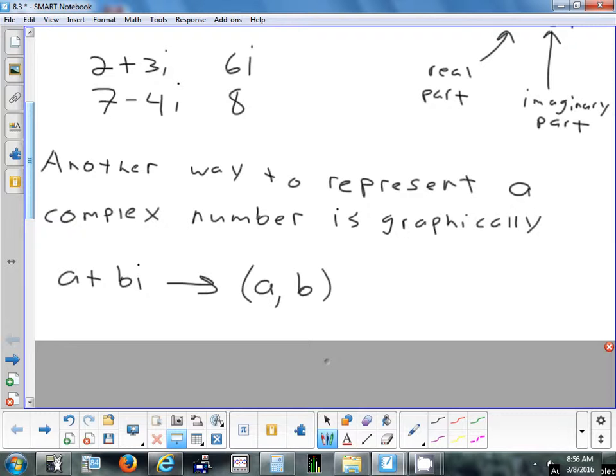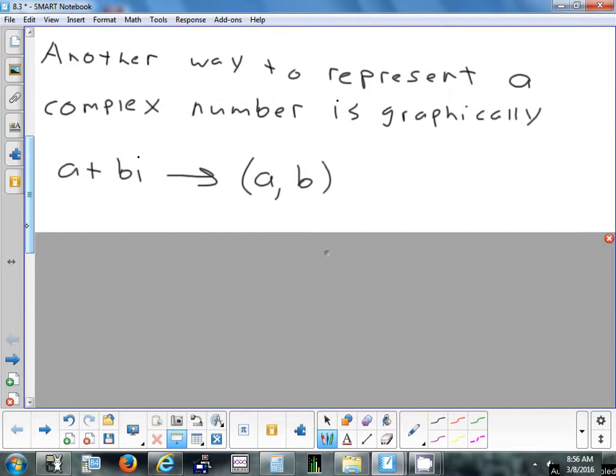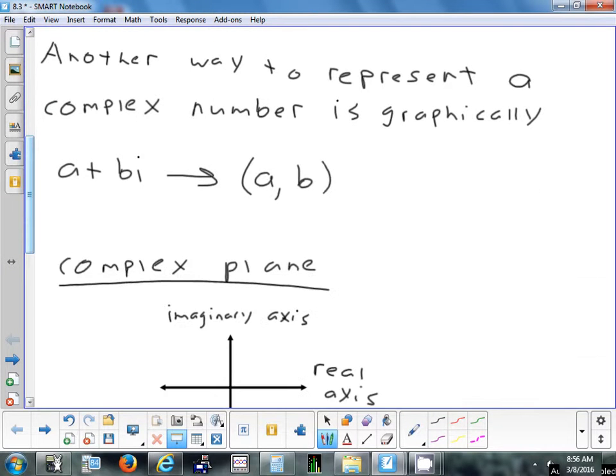Before we get to writing things in trig form, one thing we have to know is how to graph a complex number. When you're graphing a complex number, like a plus bi, it's basically like graphing the point (a, b). That's all it really is. So instead of an x-axis and a y-axis, you have to graph the real part and the imaginary part.